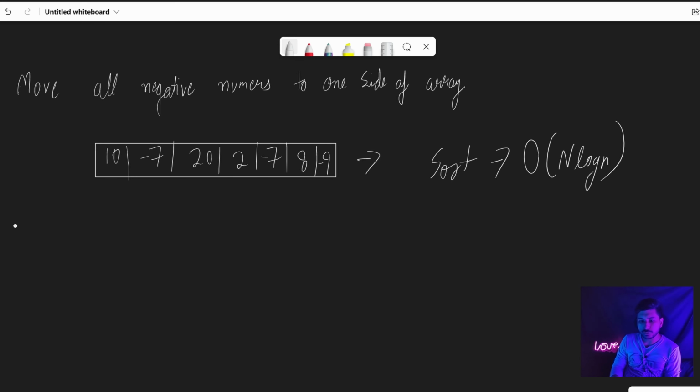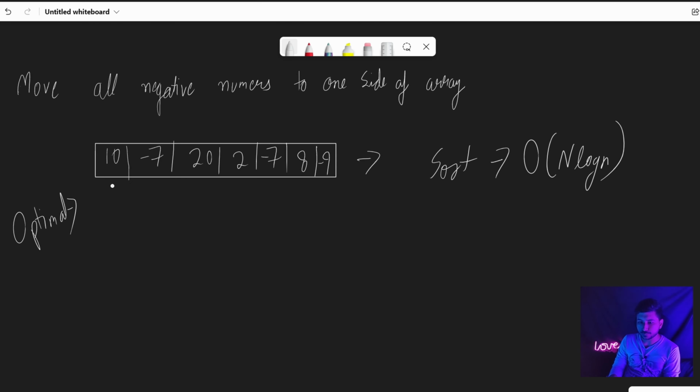Next, we can look at the optimal solution. Basically, you can see we have an array. We have to move all the negative elements to one side and all the positive elements to the right side. If you remember, in the previous question we did something similar where we moved zeros, ones and twos to one side. This question is pretty much the same. We are going to use the same approach, but with two pointers, whereas there we used three pointers.